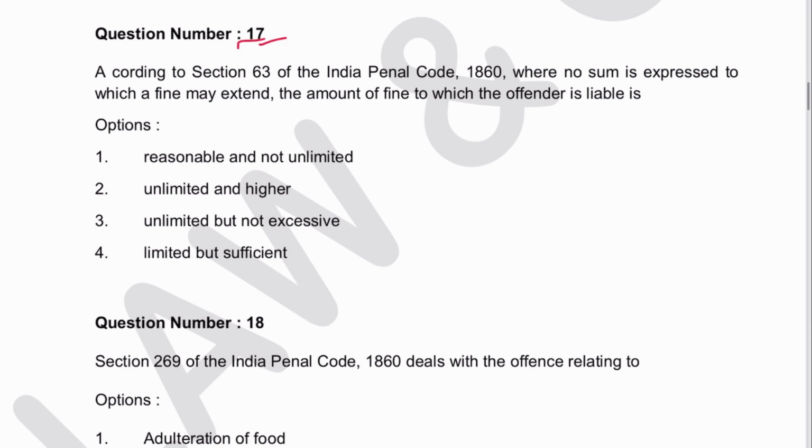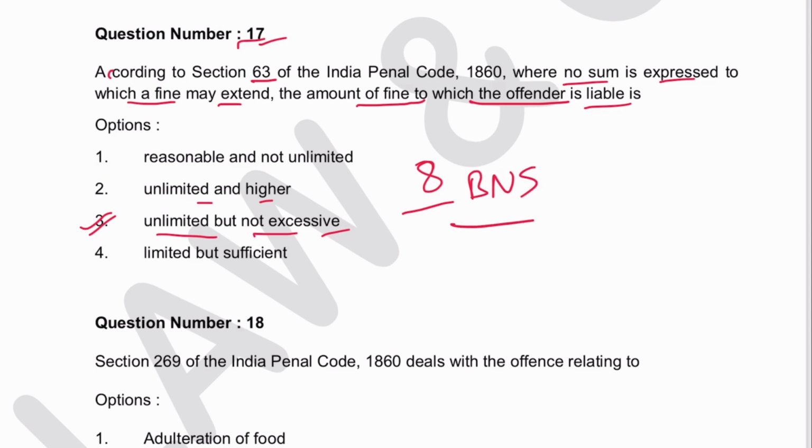Next 17. According to section 63 of IPC, where no sum is expressed to which a fine may extend, the amount of fine to which the offender is liable is reasonable, not limited, unlimited. It is unlimited but not excessive. 3 is the answer, mentioned in section 63 itself. And now this has become section 8 in Bharatiya Nyaya Sanhita.